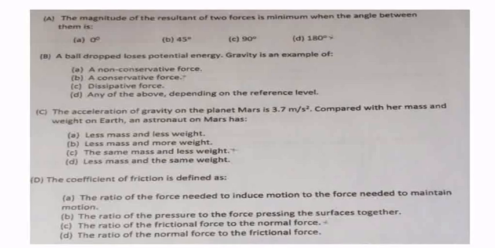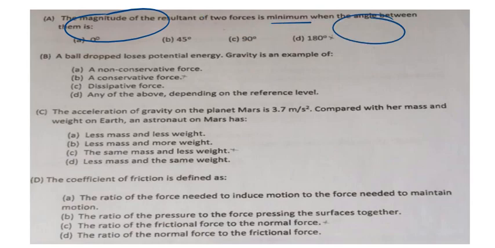Now on question number 1, we are told that the magnitude of the resultant of two forces is minimum when the angle between them is dash. So we're talking about the magnitude of the resultant of two forces. They're asking us, it is minimum when the angle between them is what? So how are we going to find the magnitude?